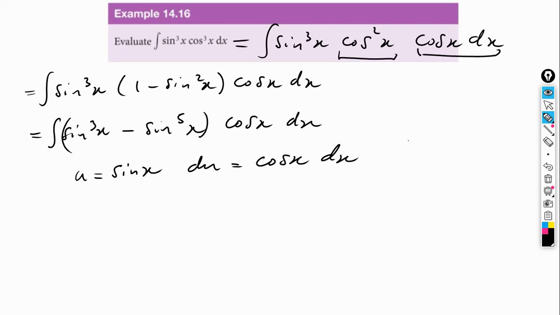Eventually, when you guys get really good at this, you're not even going to need to do the u substitution. You will just know how to proceed and basically do the u substitution in your mind. But for now, we're going to do everything step by step.